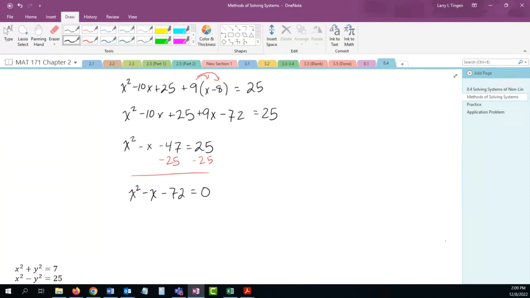That's a quadratic, right? How do I solve quadratics? I break this down into two binomials. And there are two numbers that multiply to negative 72 and add to negative 1. So those numbers are negative 9 and positive 8. By the zero product principle, I know that x minus 9 is 0 or x plus 8 is 0, which means x is 9 or x is negative 8.